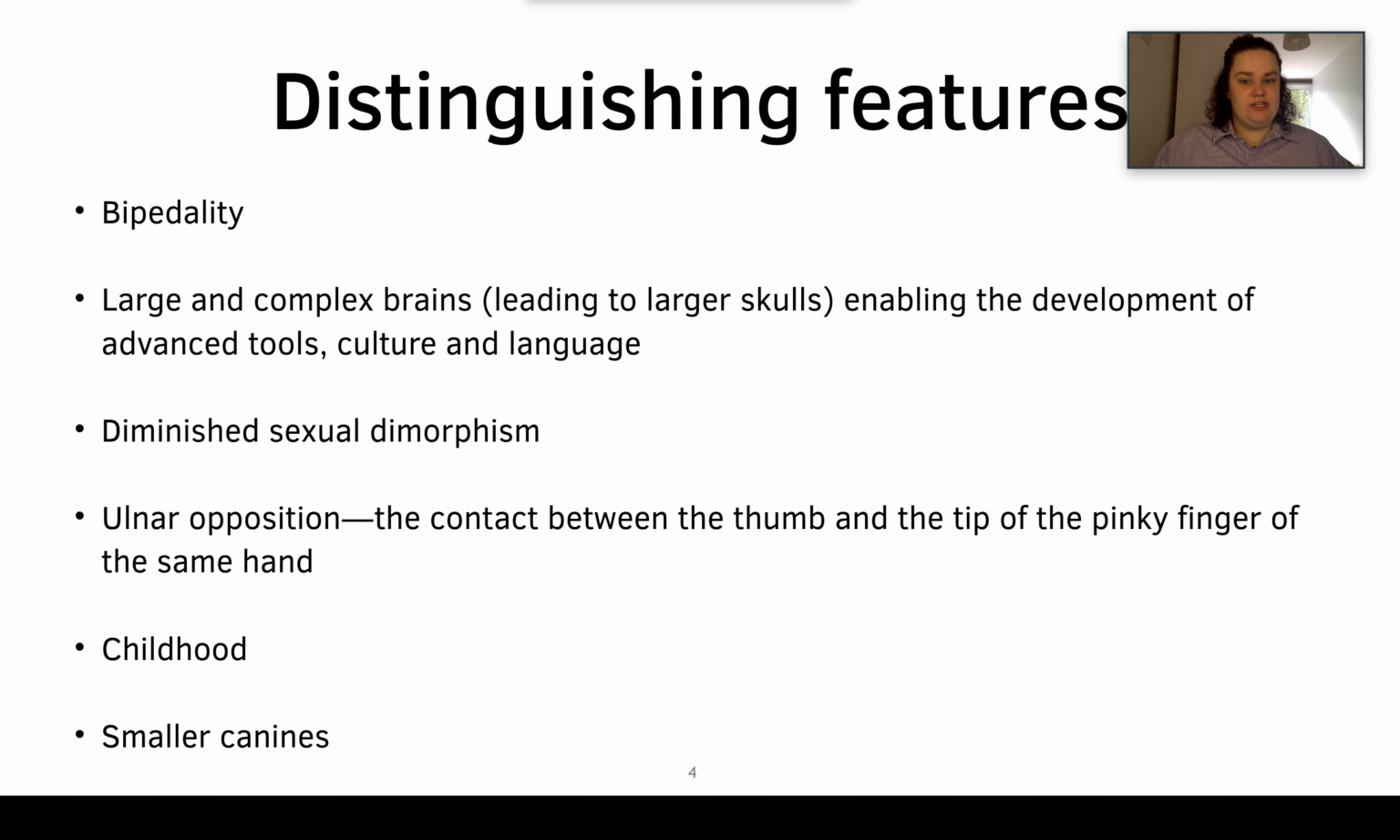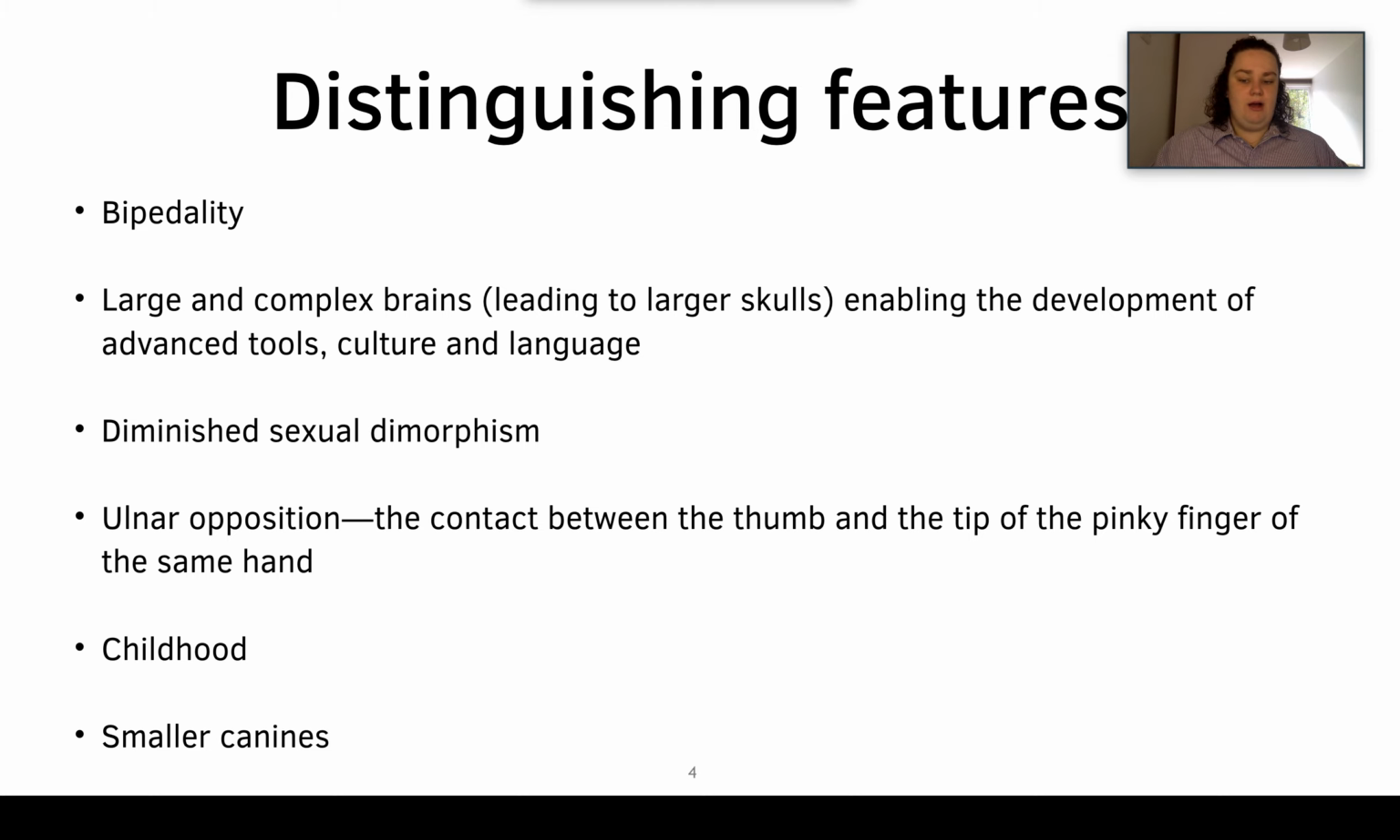So what are the distinguishing features between us and apes, for example? We are bipedal, we have large and complex brains, which has led to bigger skulls, which enables the development of advanced tools, culture, language, and all over, just us taking over the world and being the most dominant species. We have a lessened degree of sexual dimorphism, which is the differences between males and females. For example, in apes, the males are usually larger than the females, which is similar to today, but overall we have not as much as other organisms.